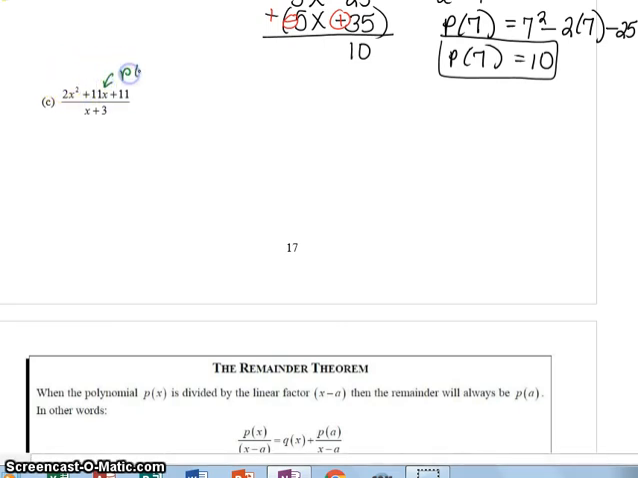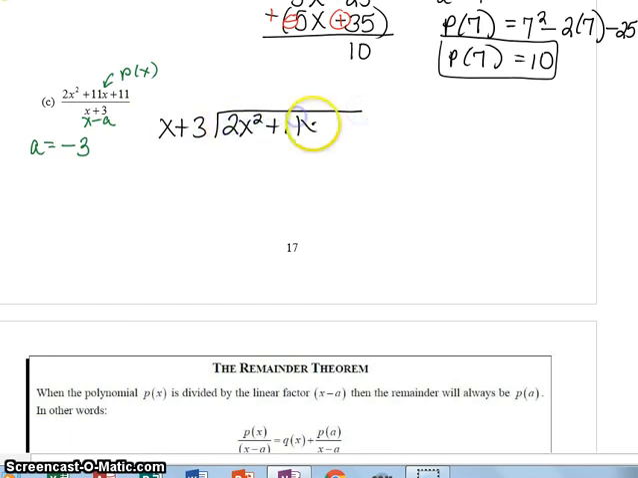Okay? All right, this last one here is, remember, this is p of x. This is x minus a, so this is telling us a has to be negative 3. It's opposite of what you see down in that denominator. So now we're going to take x plus 3, and we're going to divide it into 2x squared plus 11x plus 11. Okay, so how many times can x go into 2x squared? 2x times.